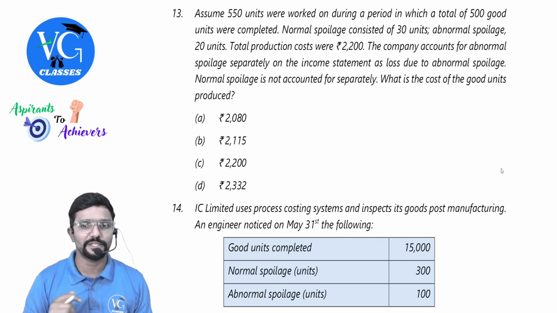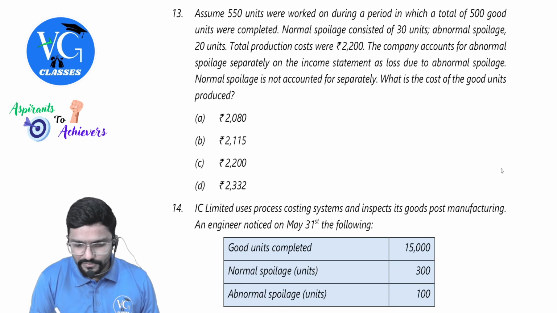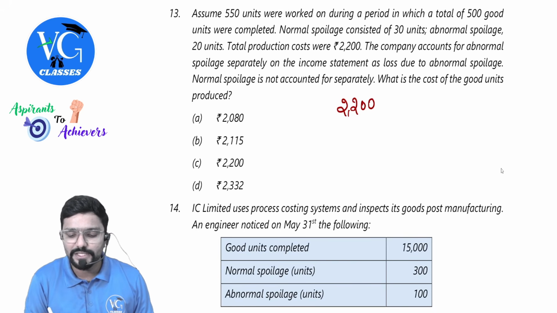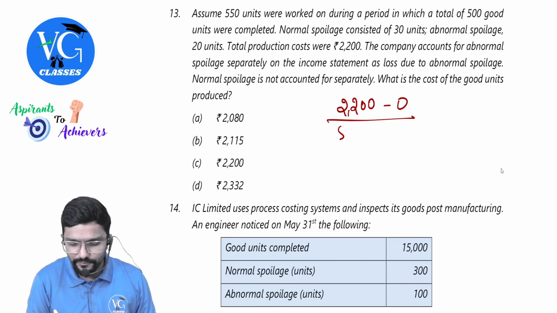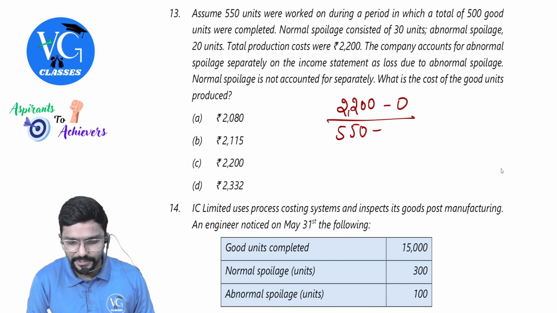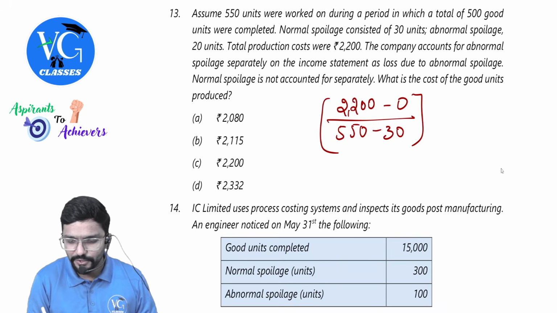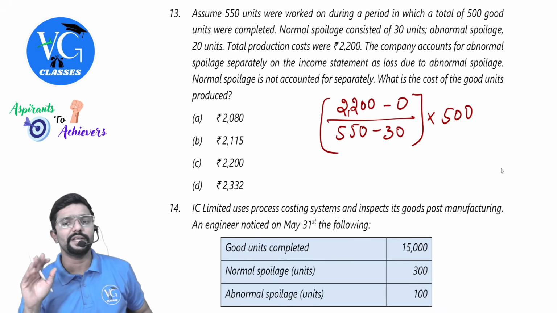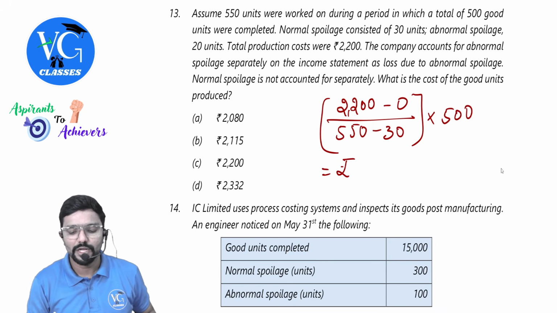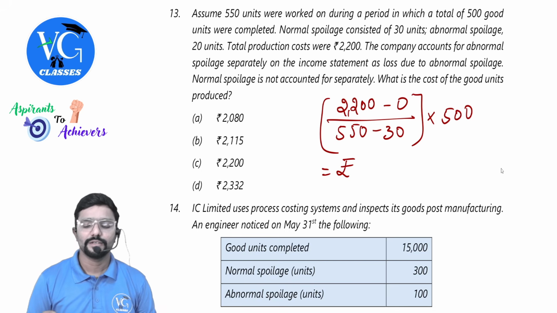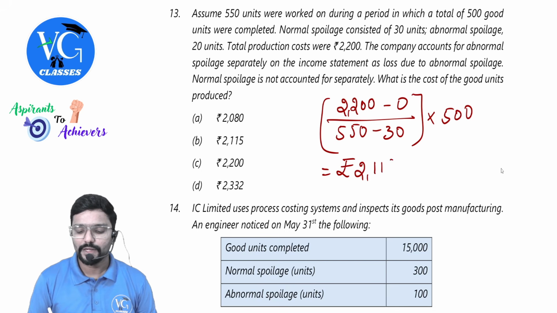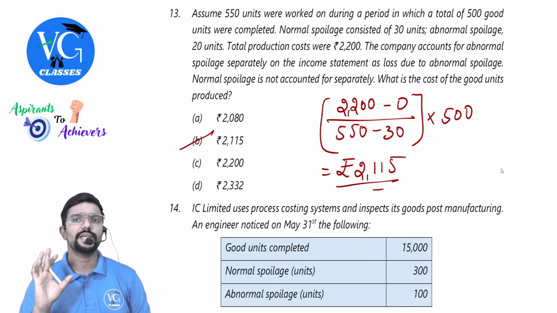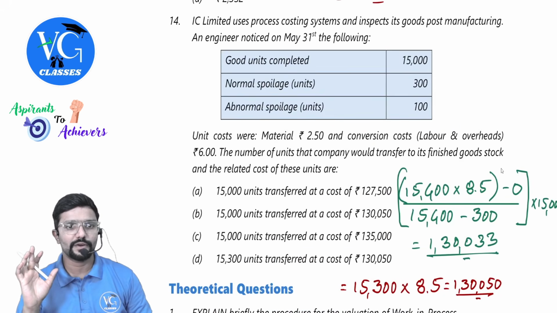What is the cost of good units produced? Come on, guys. Now, what is the cost first of all? 2,200. Is there any scrap value? No, that means 0. Divided by 550 minus normal loss, how much? 30, right? Into 500. So 2,200 divided by 520 into 500. Quickly. 2,115. Option B. Any doubt in this? Got it. Next, the 14th one.